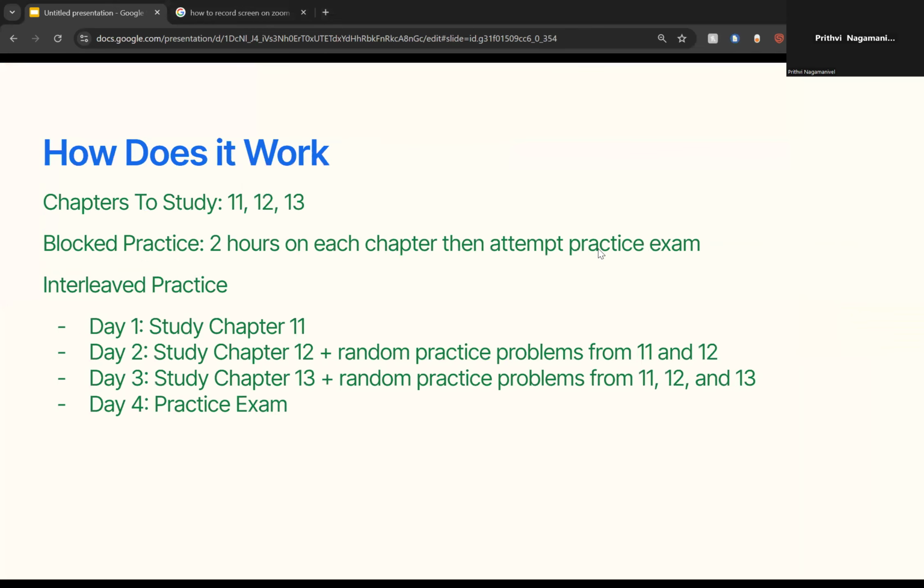So how would it work? For example, if I had 3 chapters to study, chapters 11, 12, and 13, blocked practice would involve spending 2 hours on each of these chapters, then attempting the practice exam.